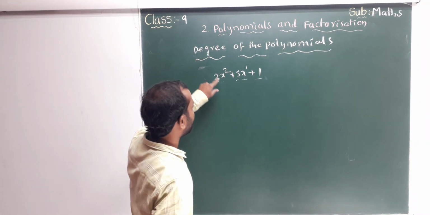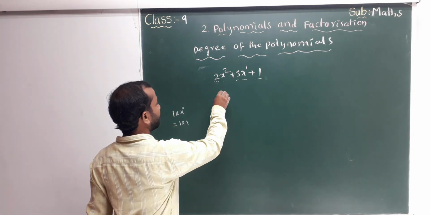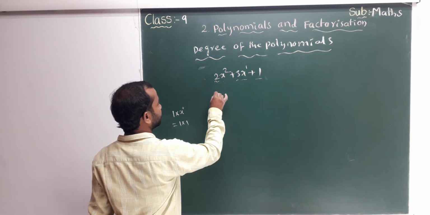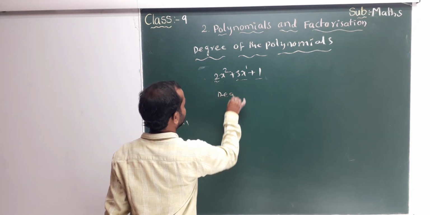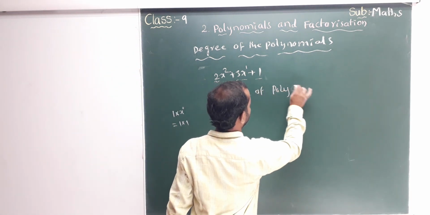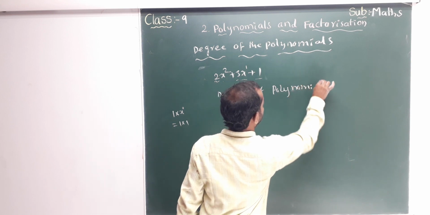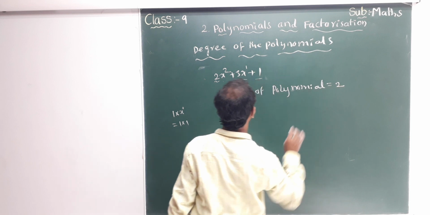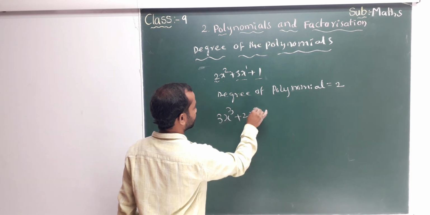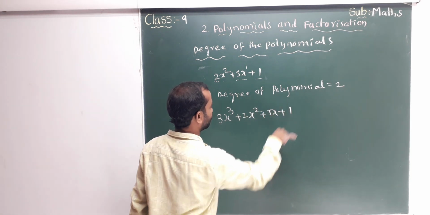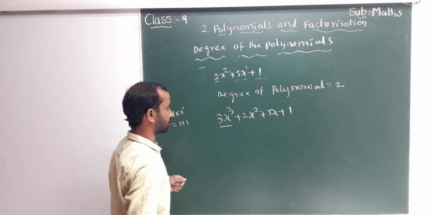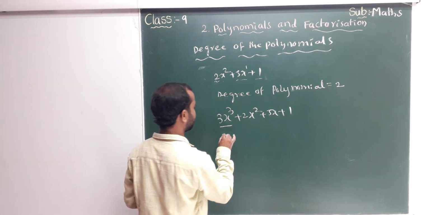So the degree of the polynomial means the highest power of its variable is called the degree of the polynomial. In this example, the degree of the polynomial is 2. Take another example, 3x cube plus 2x square plus 3x plus 1. Here the highest power variable term is the first term, so the degree of the polynomial is 3.